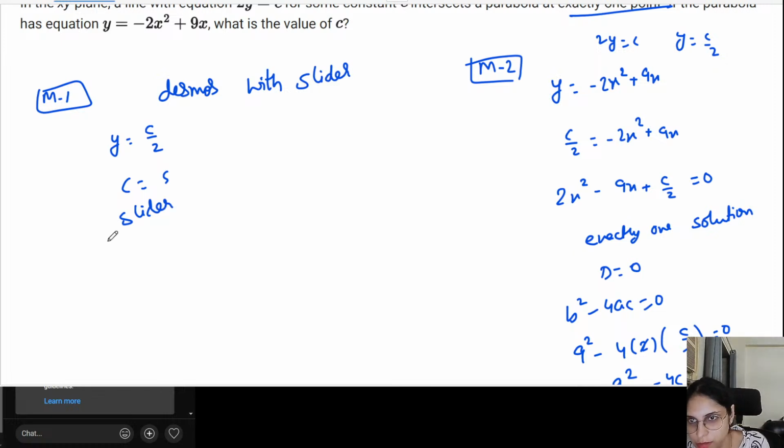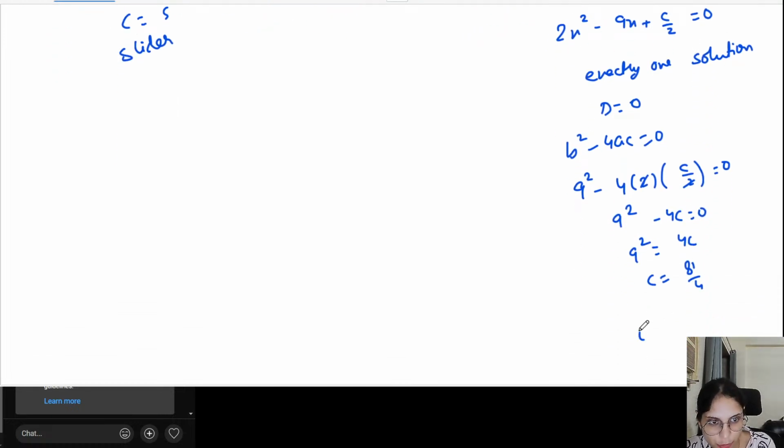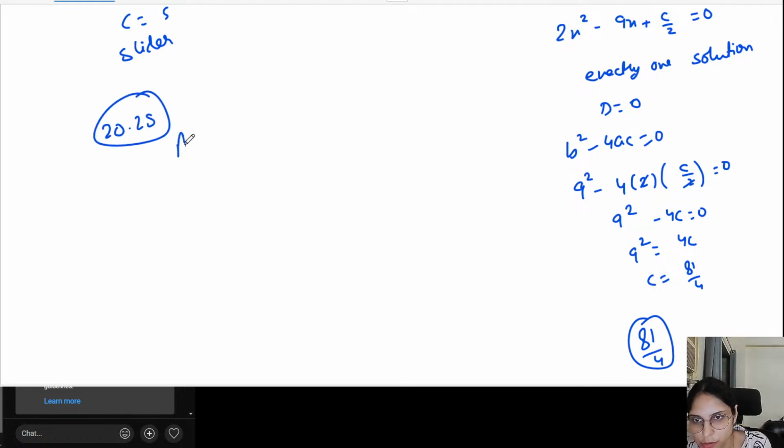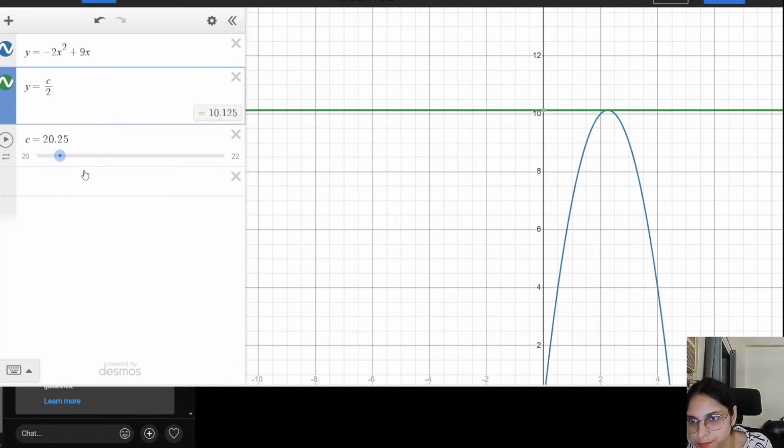We'll get a slider over here. And on top, we can write y is equal to negative 2x squared plus 9x. And from here also you've got the value C is 81 over 4. So 81 over 4 is your answer, or 20.25 you'll be getting from here. That's also your answer. Because if you go a little up, 10.125 is what we are looking for. Okay. That's happening at C is equal to 20.25.